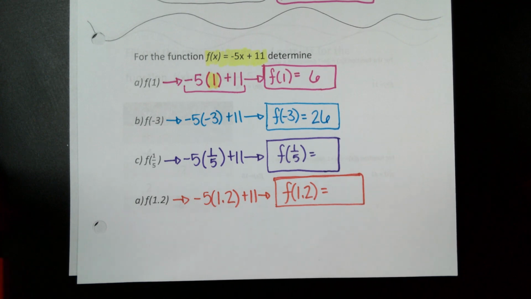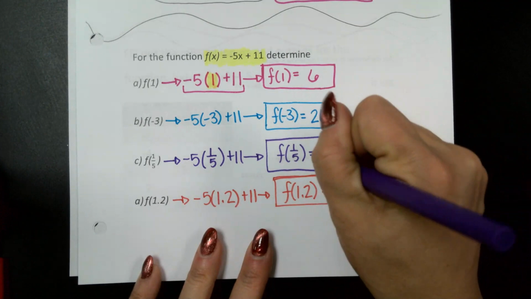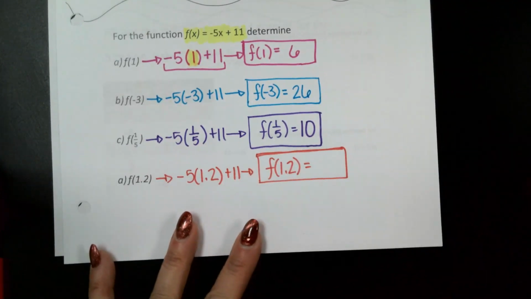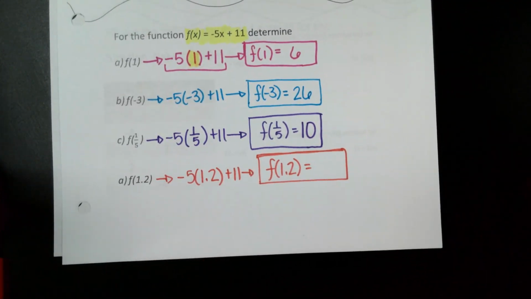Okay, how about letter C? When you type in -5 times 1/5 and then plus 11. 10? That's what I got. You should get a positive 10. And then 1.2. Yep, good job.